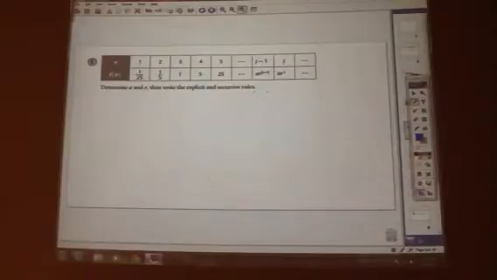Example B. Determine A and R, and then write the explicit and recursive rule. It's at the bottom of page 700. So my initial value, which is my A, what would my initial value be? 1/25.